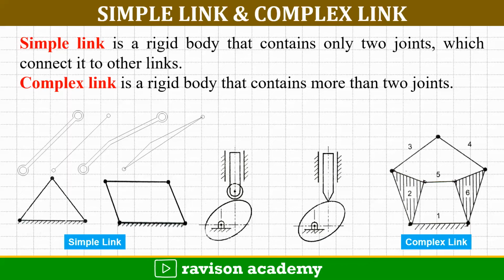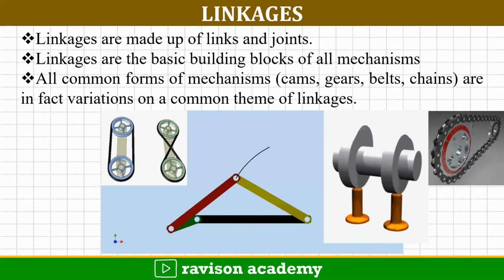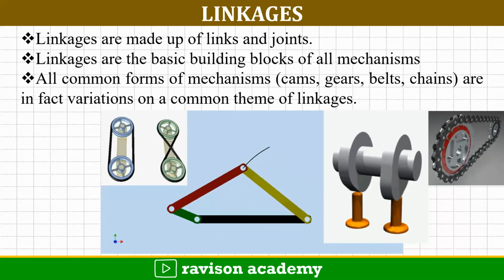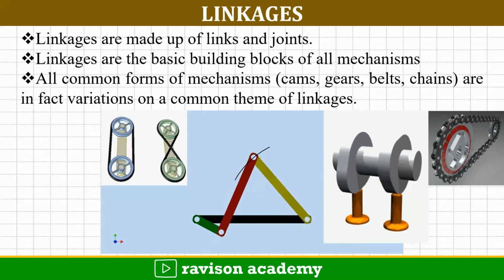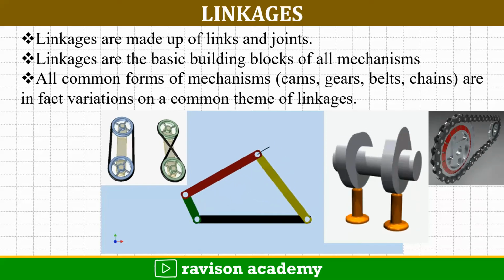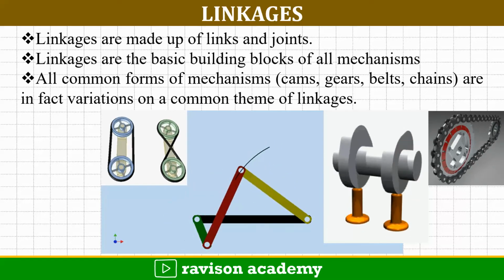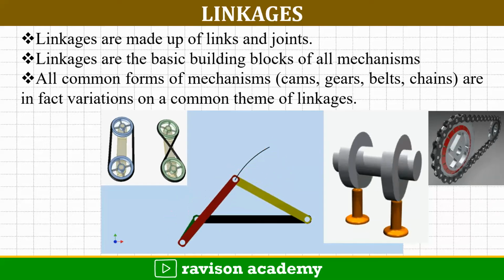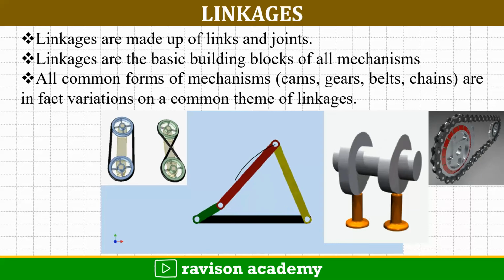In this figure, the links with number 2 and number 6 have three connection points, so we call them complex links. All other links are simple links. The linkages are made up of links and joints. These linkages form the basic building block for the functioning of the mechanism. Basic examples of mechanisms are cam pairs, gears and gear drives, belt and belt drives, and chain and sprocket wheel. These form the basic linkages.